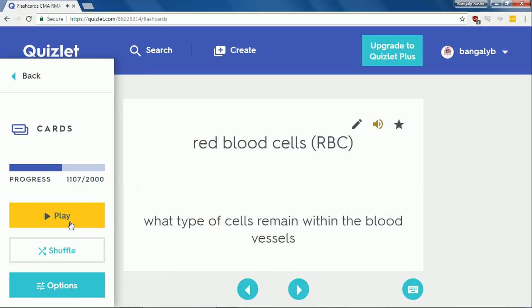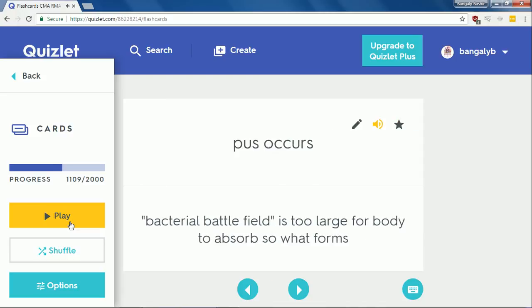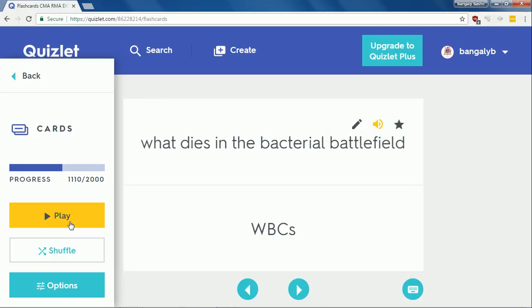Red blood cells. What type of cells remain within the blood vessels? Travel into tissues to find and destroy pathogens. Why do WBCs leave blood vessels and where do they go? Pus occurs. Bacterial battlefield is too large for body to absorb, so what forms? What dies in the bacterial battlefield? WBCs.